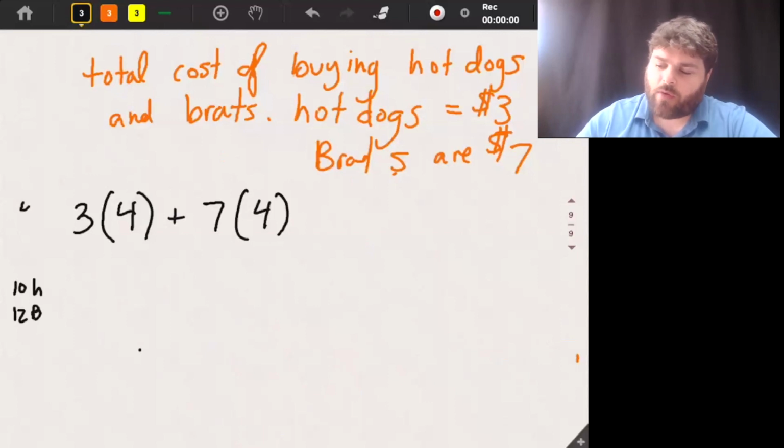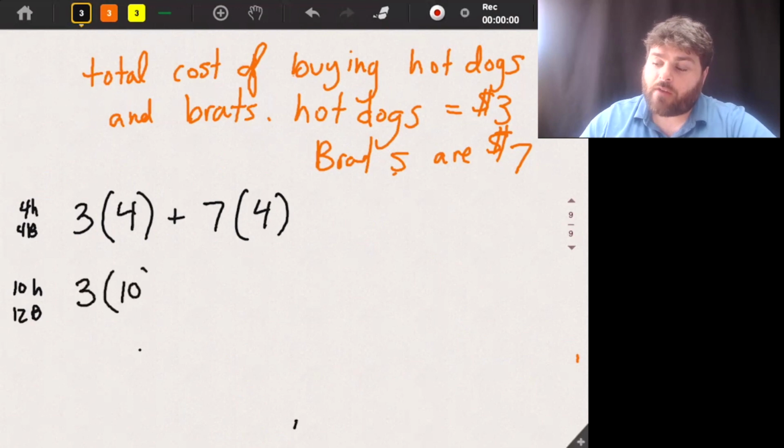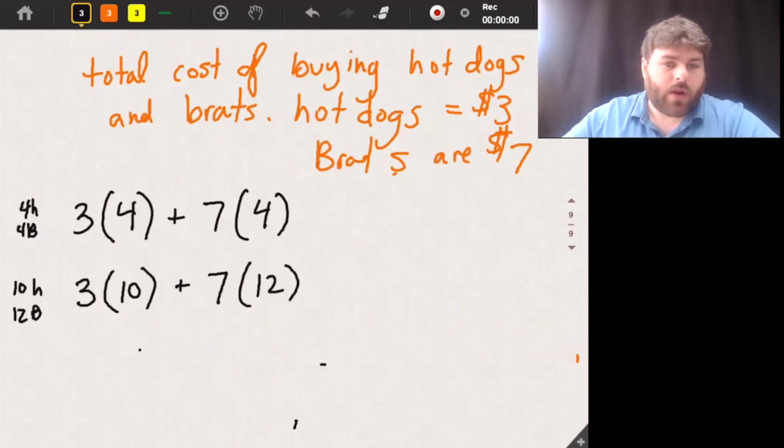Okay, this was for 4 hot dogs and 4 brats. So what would it be? What would be the same here? The 3 or the 4? I think the 3 would, because that's the cost. So it'd be 3 times the number of hot dogs that I bought, plus 7 times the number of brats that I bought. Whatever that expression is, and again, I don't care what that number is, I'm just trying to see how it works.